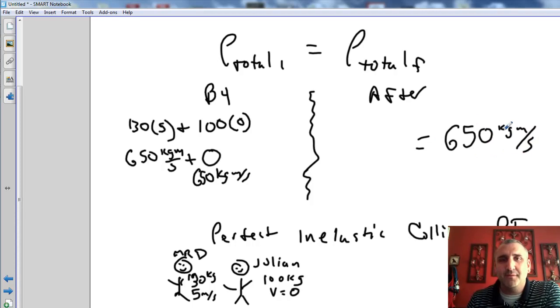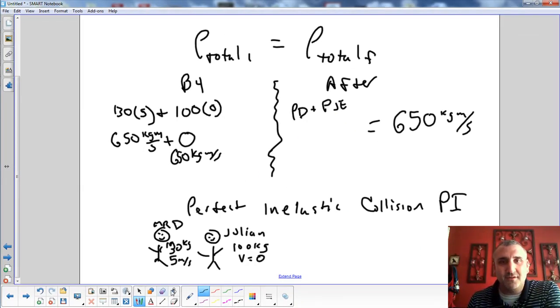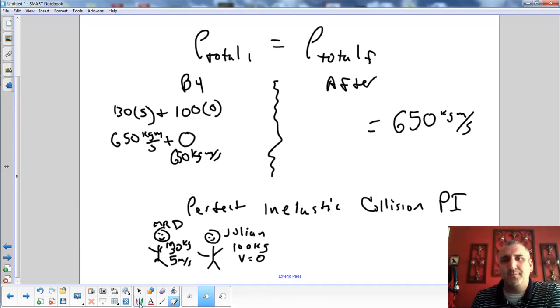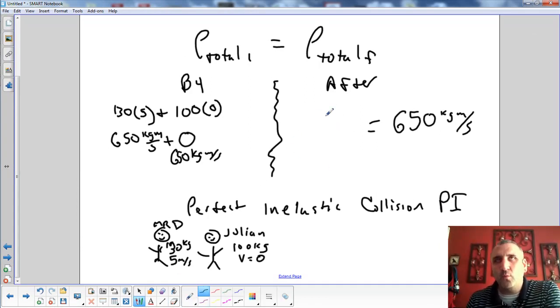Well, what equals 650? Both of our momentums. So the momentum of me, momentum of D, plus the momentum of Julian Edelman. But if you remember, I said that this is going to be a perfect inelastic collision. And what that should set off in you is an alarm that says, wait a minute, these two people stick together.